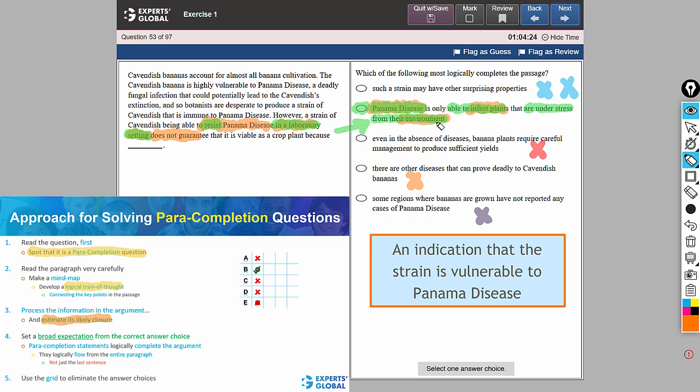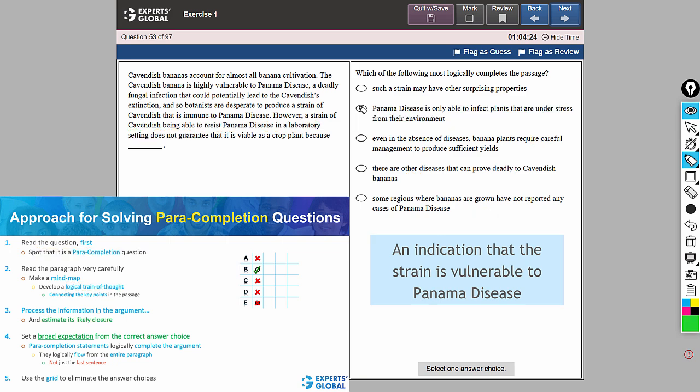A very interesting question. If you could get to the correct answer choice through a complete and coherent reasoning, good job. Answer choice B matches our broad expectation from the correct answer choice by indirectly indicating that the strain in question may still be vulnerable to the disease, thereby logically completing the argument and flowing from the entire paragraph. B is the correct answer choice.